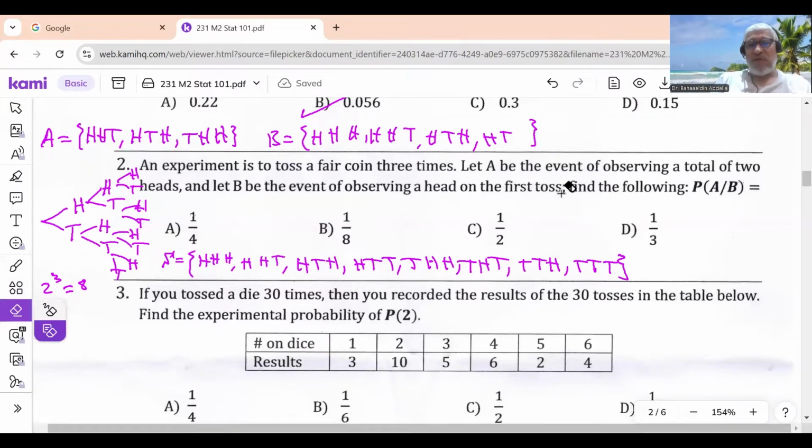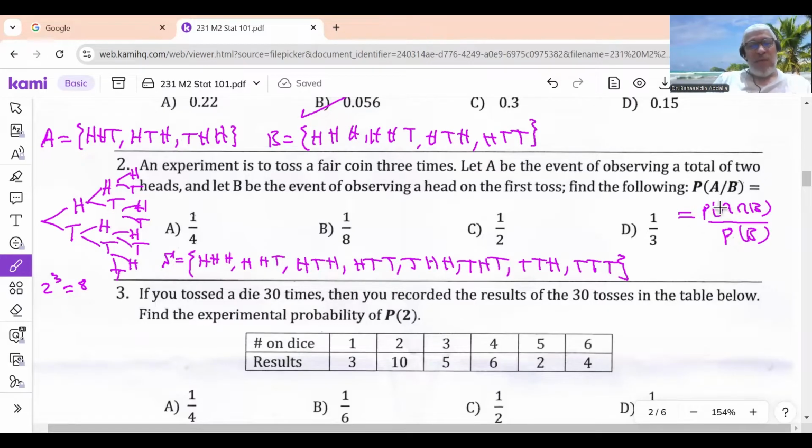His question, find the probability of A given B. Well, this is a conditional probability. It has a definition. The definition is probability of A intersection B over probability of B. That's the definition of A given B. Probability of the intersection over probability of this one, B, the second one.